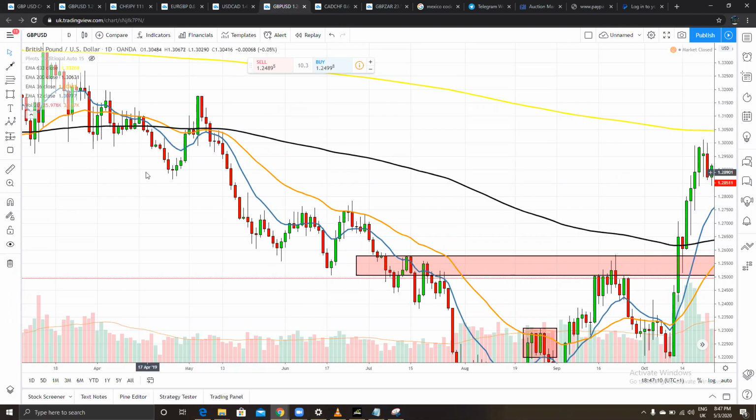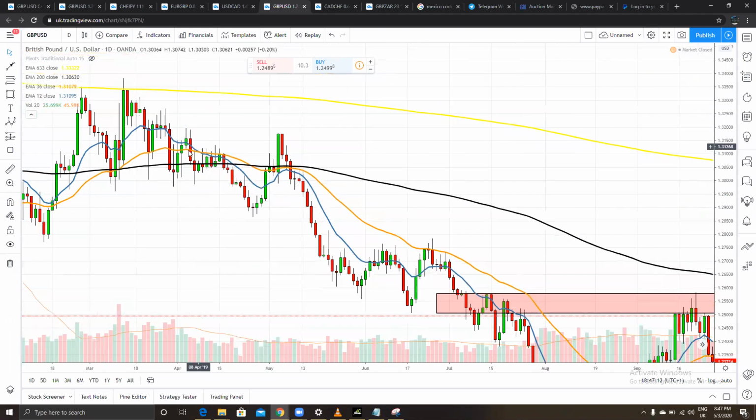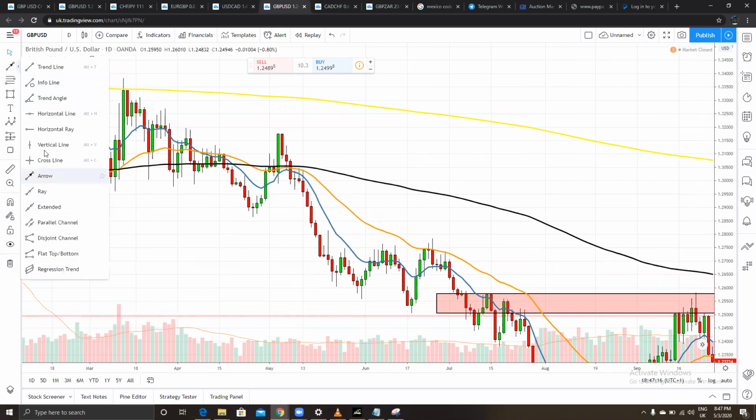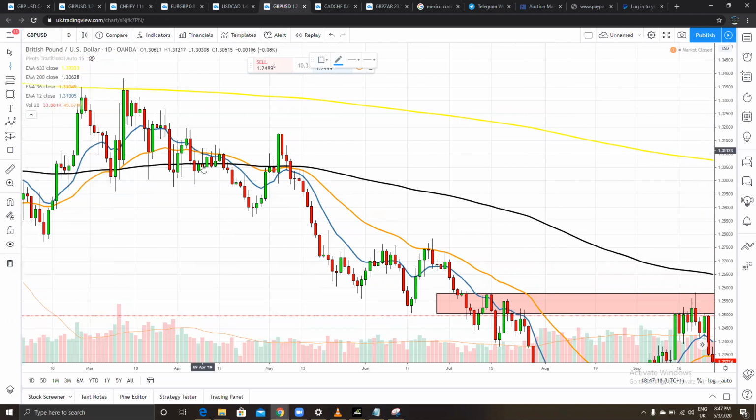Okay, so say for example, when this cross happened over here, okay, the key thing is you need to be able to identify direction, either a long-term or a short-term direction, right? And then when the cross happens, you want to follow it in the direction of the trend, all right?